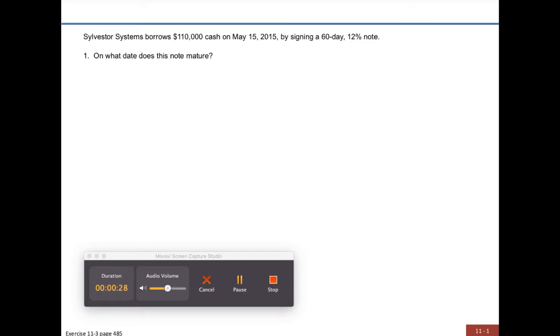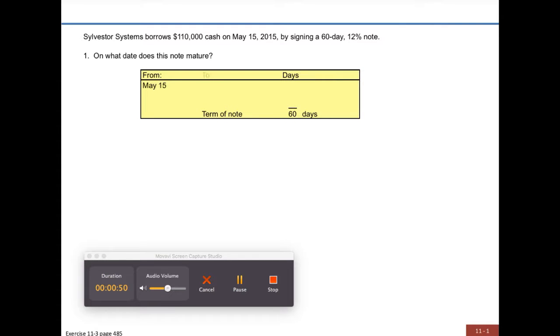So, real quick, all you really need to know for that is how many days are in each month. I think what they're really getting at is just to pay attention to dates. But if you work out the math, you've got 16 days in May, 30 days in June. That leaves you with 14 days you still need to get to 60. So that would put us at July 14th as our 60-day maturity date for this loan.